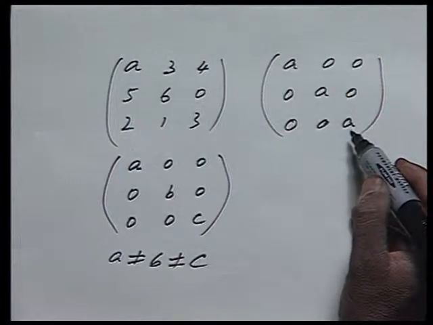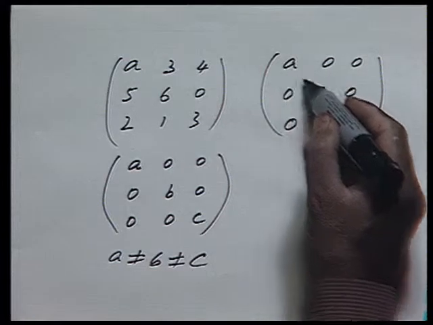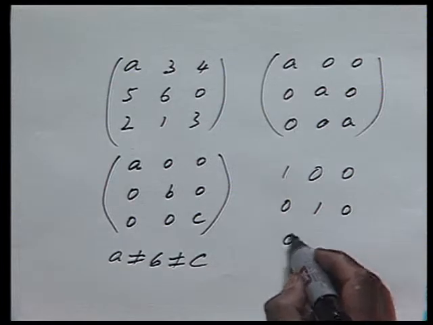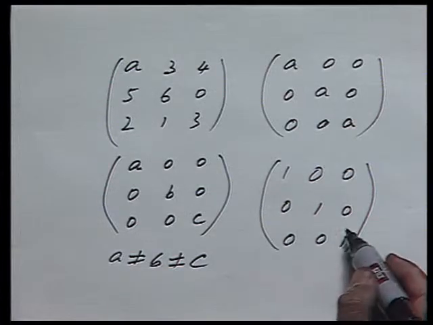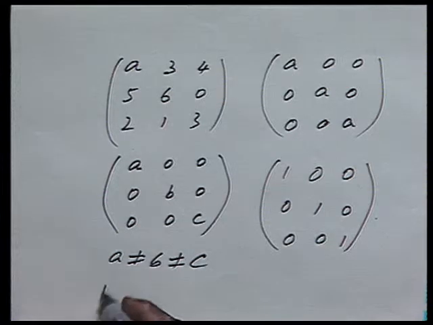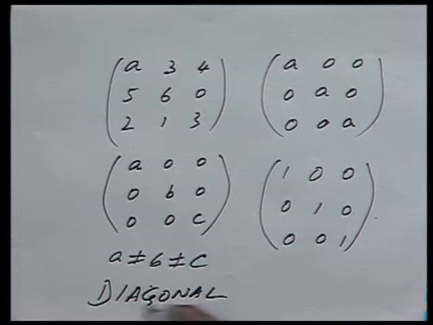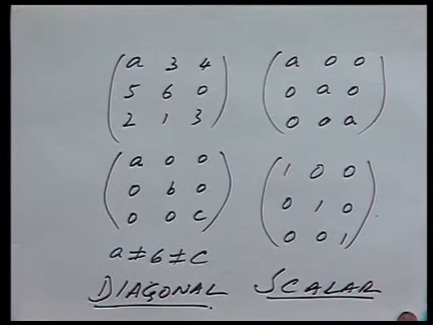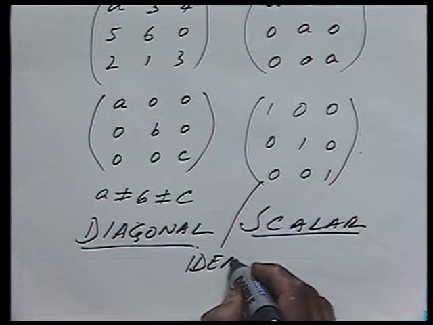In this scalar matrix, in case we bring in a further change, that is, instead of having this A, A, A, I bring in now all ones, then in that case I get the identity matrix. So I've got a diagonal matrix, I've got a scalar matrix, and I have got here an identity matrix.